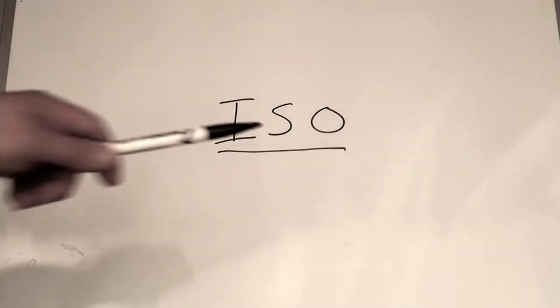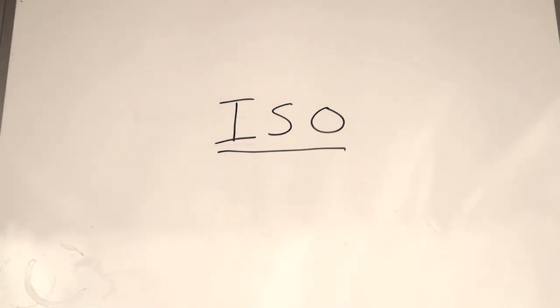Okay, today we're talking about ISO. So what is ISO? Well, it's one of the three fundamentals of proper exposure, right? Aperture, shutter speeds, and picking your ISO on a digital camera, or your film speed on a film camera.